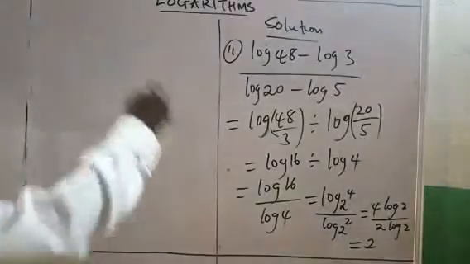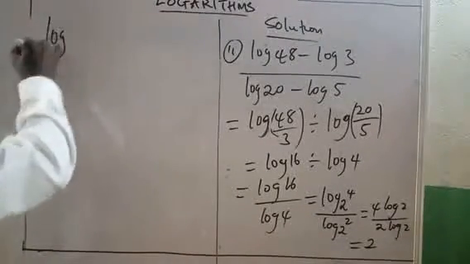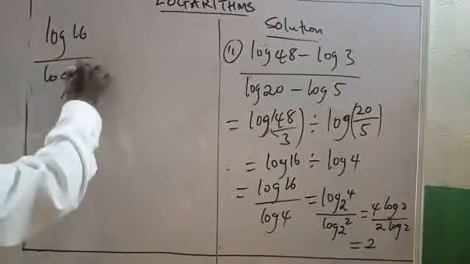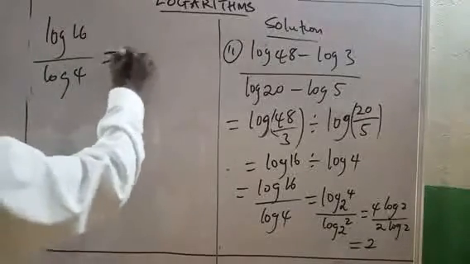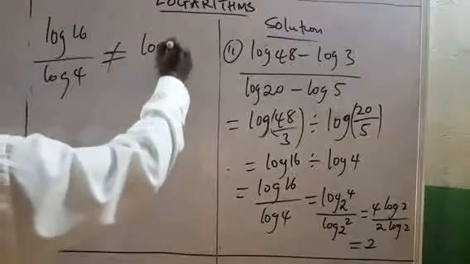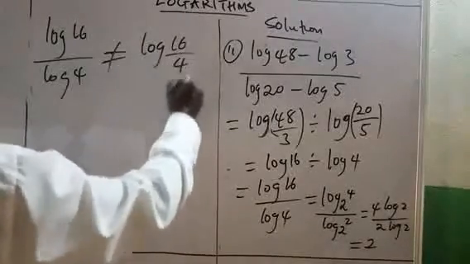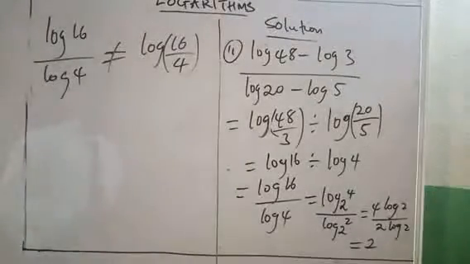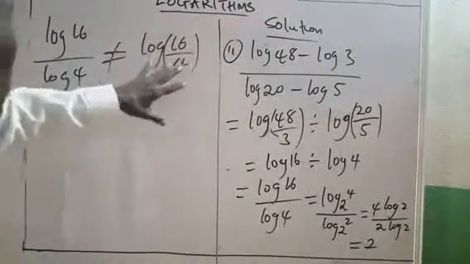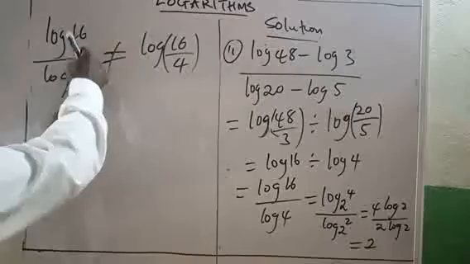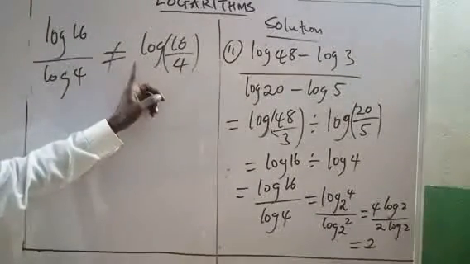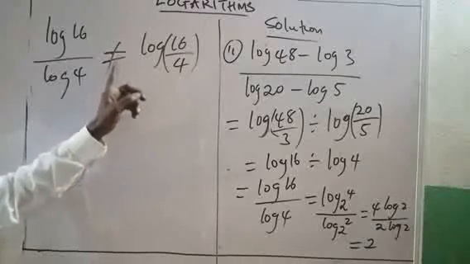Now, the law, this is different from, you have log 16 over log 4 is not equal to log 16 divided by 4. It's not the same. So I want you to take note of that. What it means is that you must express it in such a way that you have a common logarithm before you solve. Very, very important.